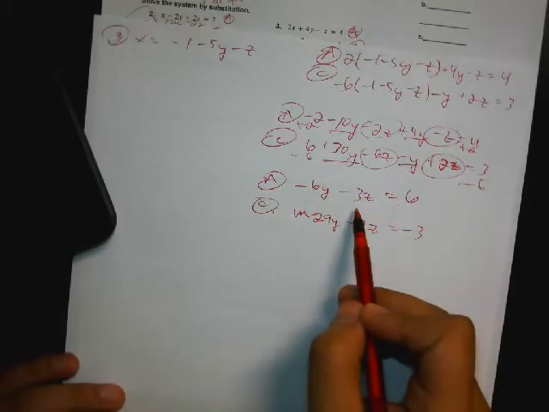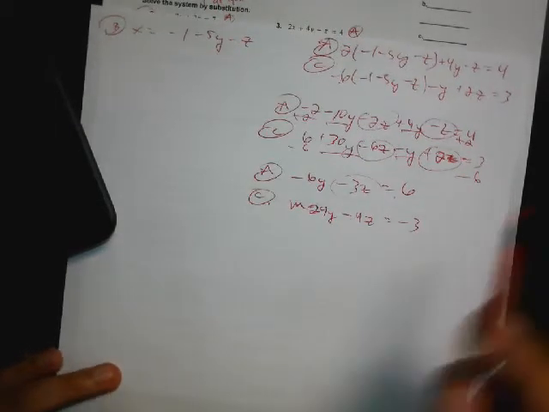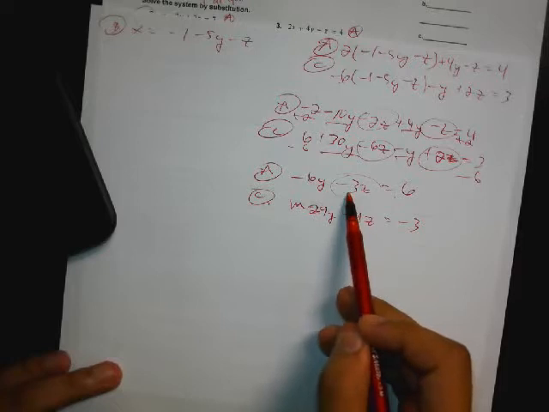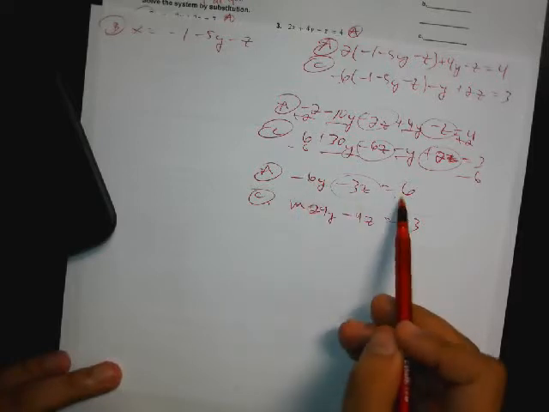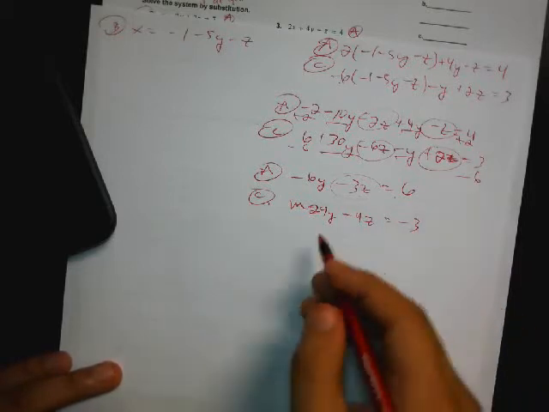Now we have those two. We're going to go ahead and do the same thing. I'm going to solve for z on my equation A. The reason is I see this 3, and I'm going to have to divide by 3 at the end. And then 6 and 6 divide 3 evenly, so I won't get any fractions.